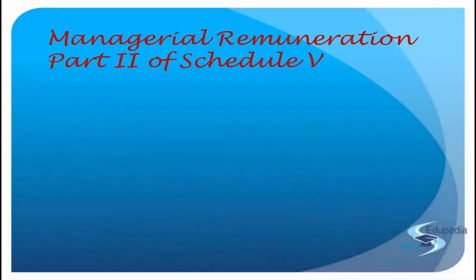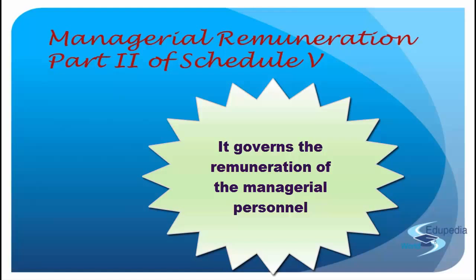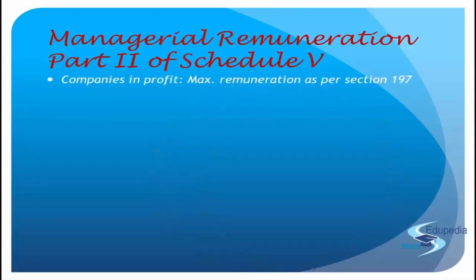So Part 2 of Schedule 5 governs the remuneration of the managerial personnel. And if we look at the provisions, the first thing is: if the company is in profit, what should be the remuneration? And if the company is not in profit, what should be the remuneration? If the company is in profit, then the remuneration will be decided under Section 197. And Section 197 we will take up after we have done with the complete understanding of Schedule 5.